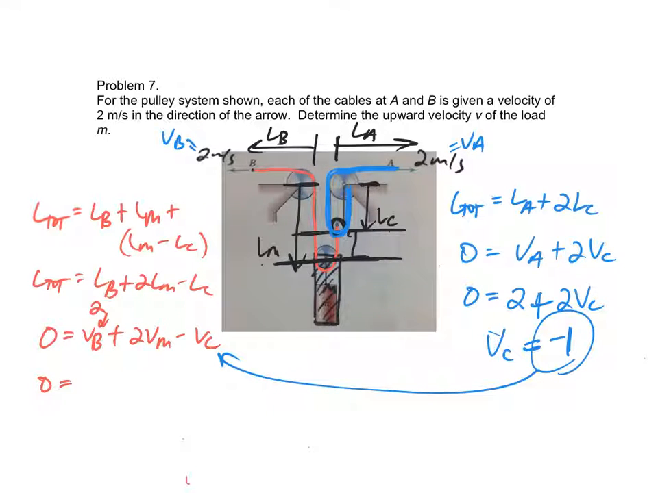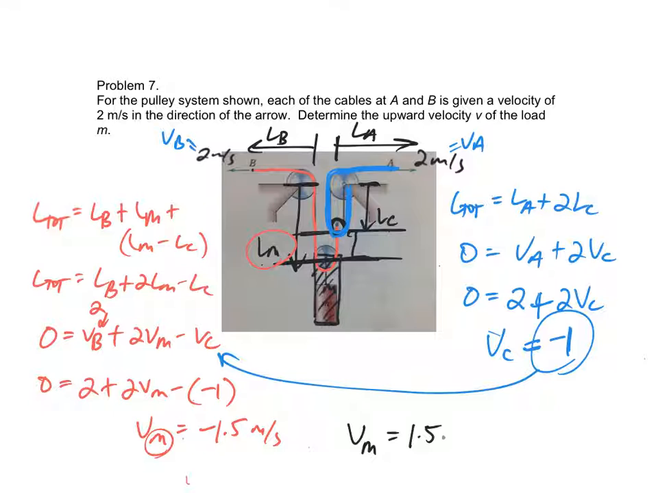Then plug this -1 in over here, and also know that VB is equal to 2. So 0 is equal to 2 plus 2VM minus -1. Be careful with the math. I would get VM is -1.5 meters per second. That negative just means it is negative how I define my LM. I defined my LM positive out, so LM is positive going down. So VM would be 1.5 meters per second up.